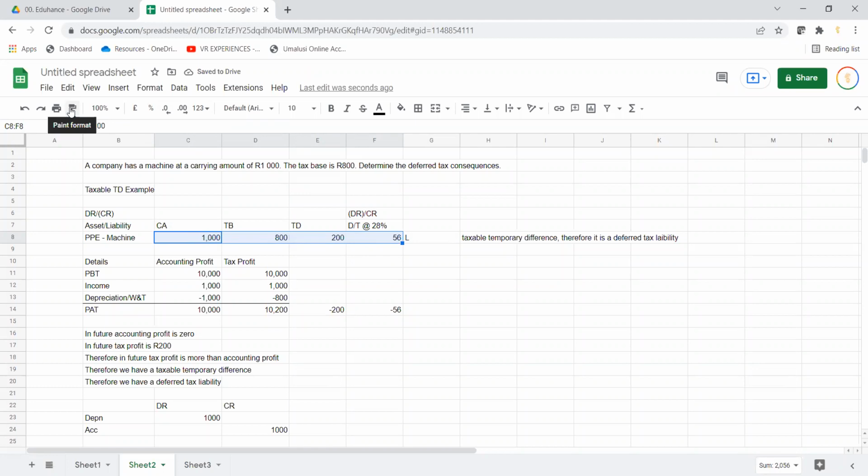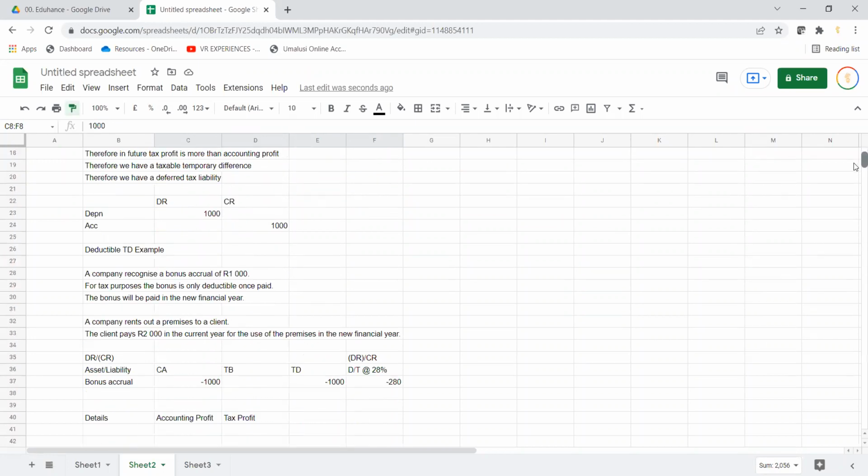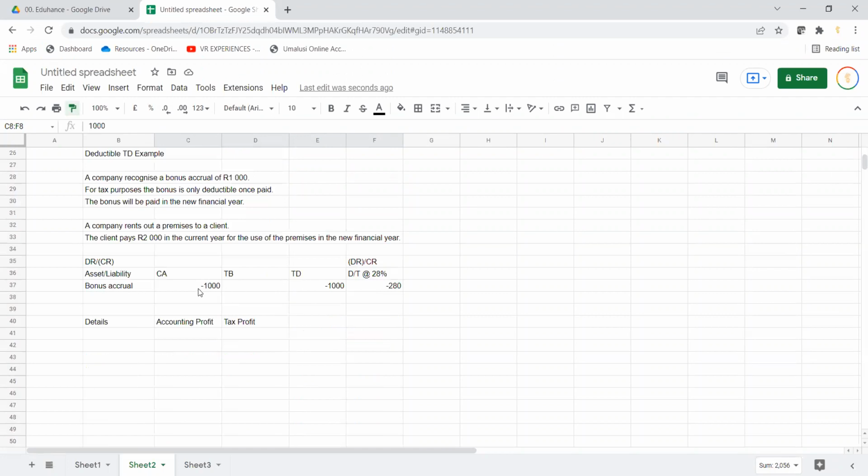So how you do it, that doesn't matter. This is just the way I do it. How you put your numbers in doesn't matter, but you need to let the examiner know what you are doing. Because you can put it either positive or negative, you need to tell the examiner how you are doing it. I tell the examiner over here, my debit is negative and my credit is positive. Debit asset, credit liability.